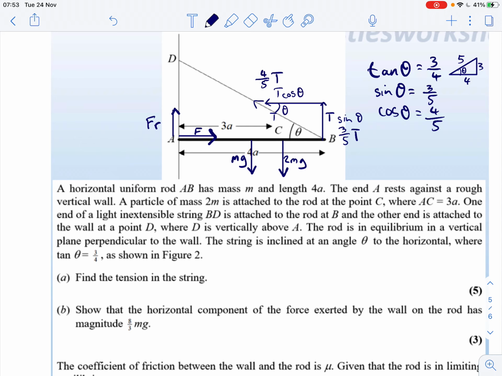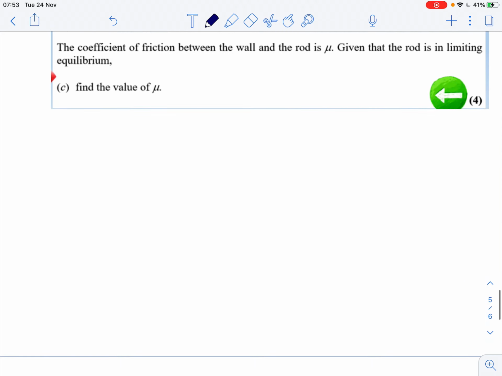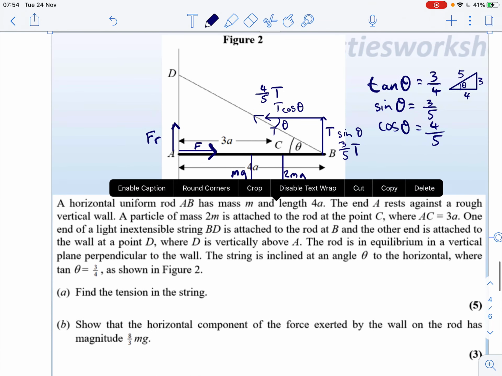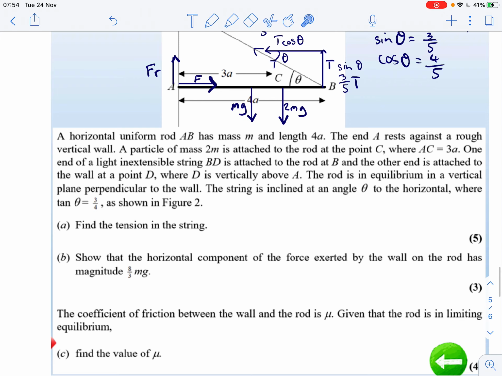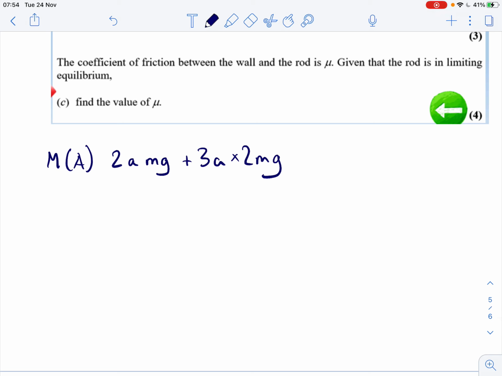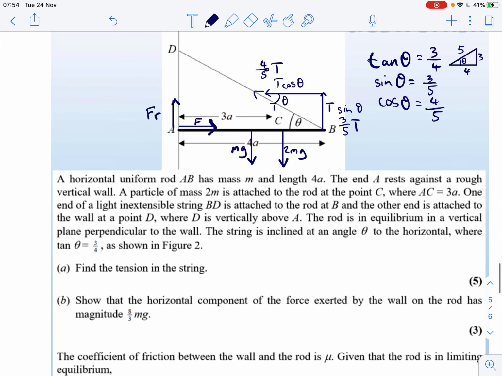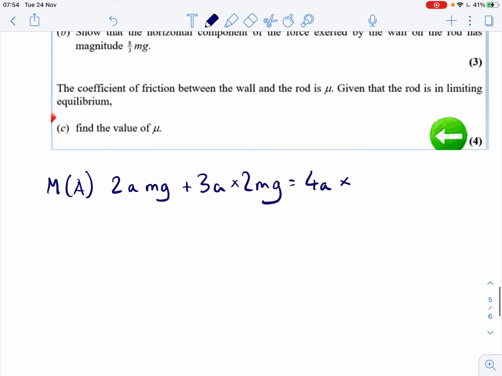Okay, so find the tension in the string. I'm going to take moments around A. So I'd have 2a times mg, add 3a times 2mg, that takes care of these two forces, and then the only other force acting vertically is going to be 4a times that T sin theta, or 3/5 T.